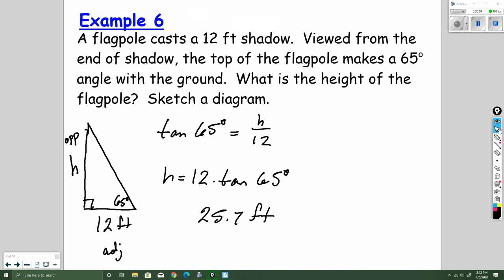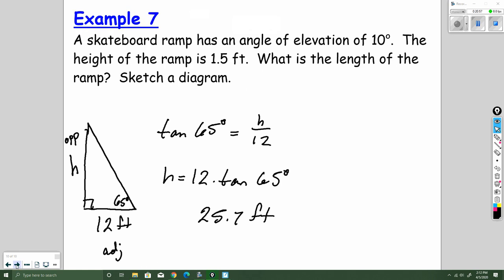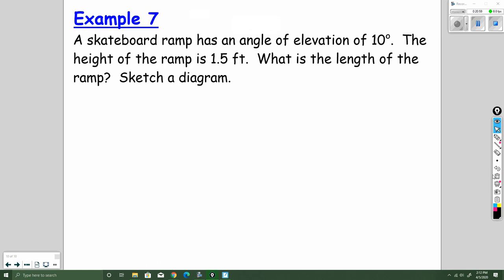All right, last example. Got to clear the board. A skateboard ramp has an angle of elevation. Angle of elevation, once again, we can think about it as, let's say we're looking out at the horizon, and we're going to just draw a horizontal line across the page. Angle of elevation means we're going up. Angle of depression would mean we're going down. So angle of elevation means, if we're looking out at the horizon, 10 degrees up from that.